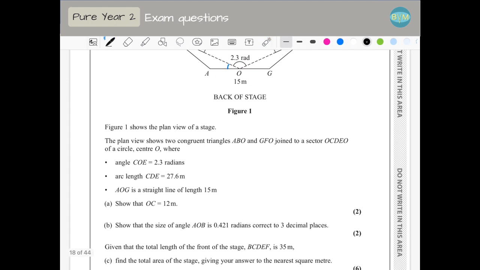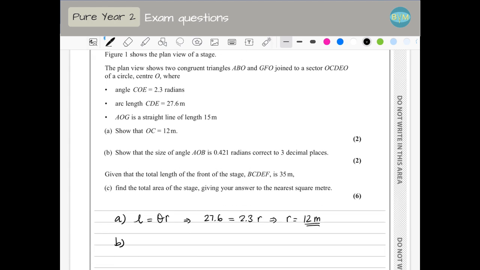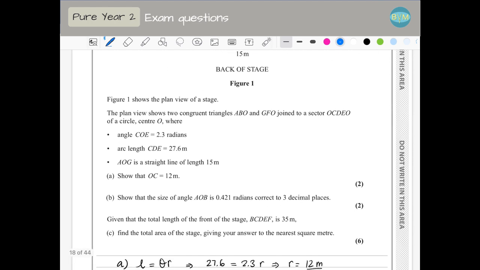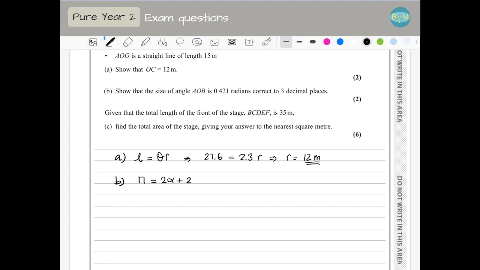So that angle that we need, I'm going to call it, I don't know, alpha. We know that pi is going to be alpha plus alpha, because we have two of them, yeah? This is alpha as well, plus 2.3. Which means alpha is going to be pi minus 2.3 divided by 2, and this is 0.421 radians to 3 decimal places.